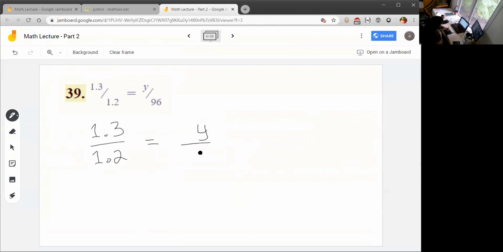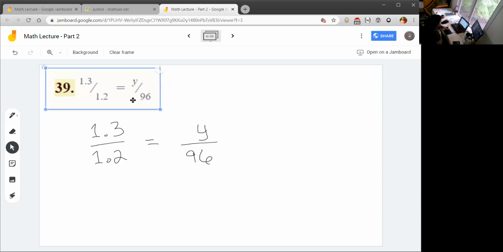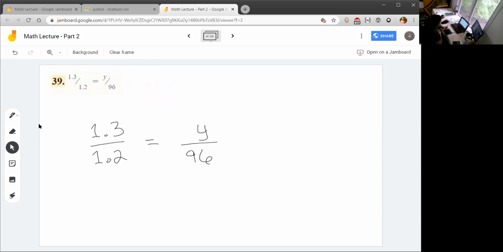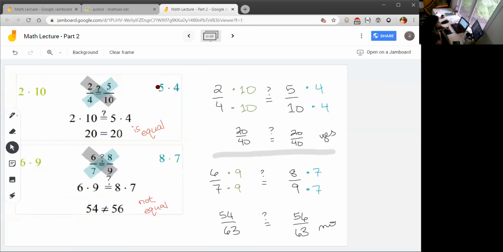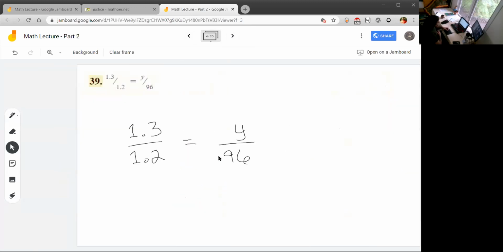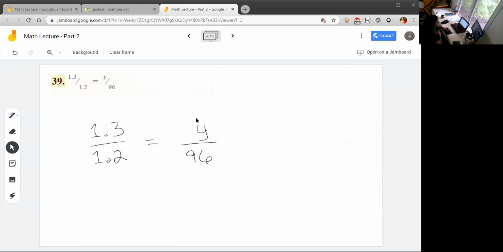And this is a totally different game. I am not checking if things are equal anymore. Instead, I am being strong and burly and saying there must be some number that plugs into the y that will work. Whatever it is, I am going to find it. So it's not a double checking. Instead, it's a force this to work. Find the number that makes it work. But the process is exactly the same.